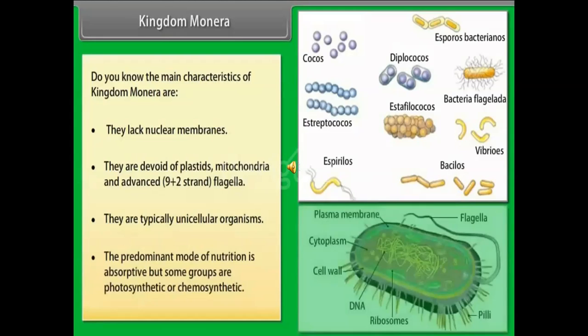In the Monera kingdom, they lack nuclear membranes. They are devoid of plastids, mitochondria, and advanced flagella. They are typically unicellular organisms, and the predominant mode of nutrition is absorptive, but some groups are photosynthetic.